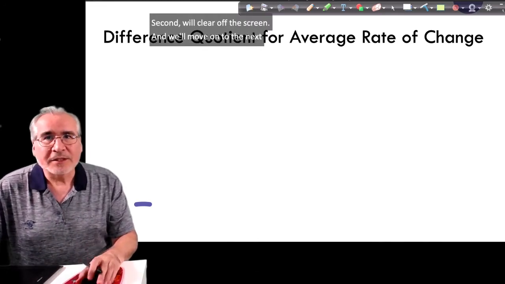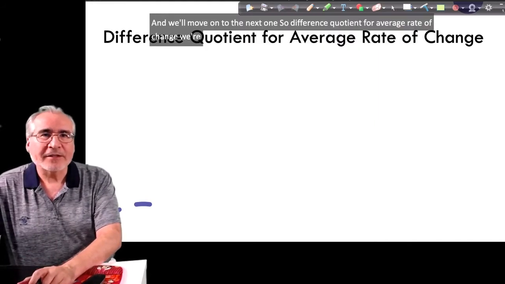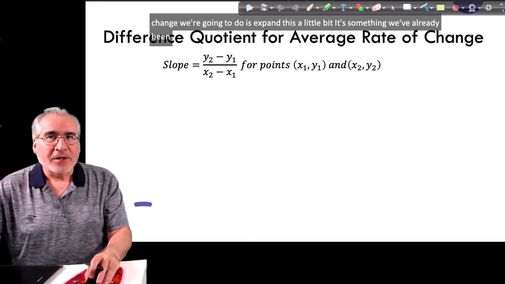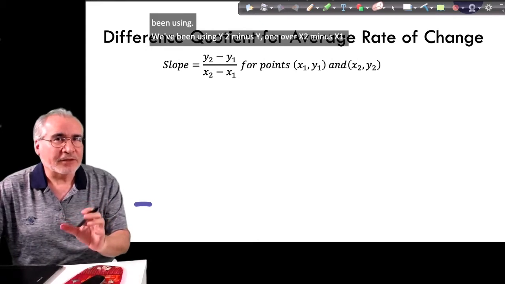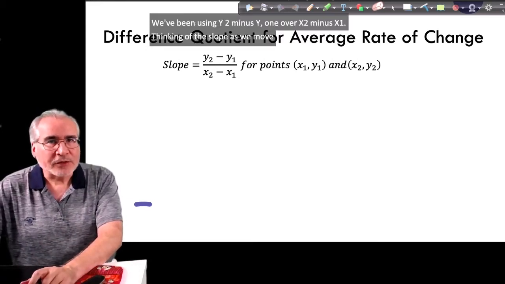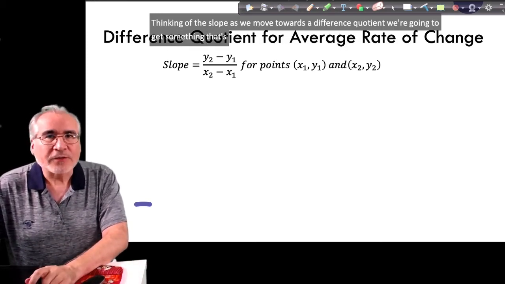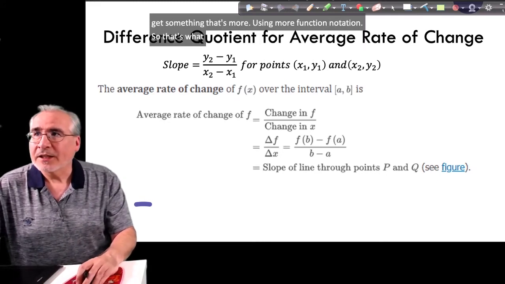So difference quotient for average rate of change. What we're going to do is expand this a little bit. It's something we've already been using. We've been using y2 minus y1 over x2 minus x1, thinking of the slope. As we move towards a difference quotient, we're going to get something that uses more function notation. So that's what we get here.